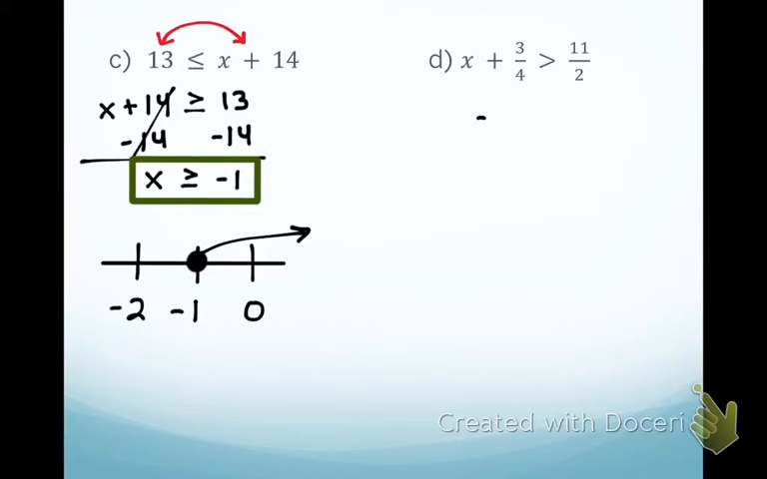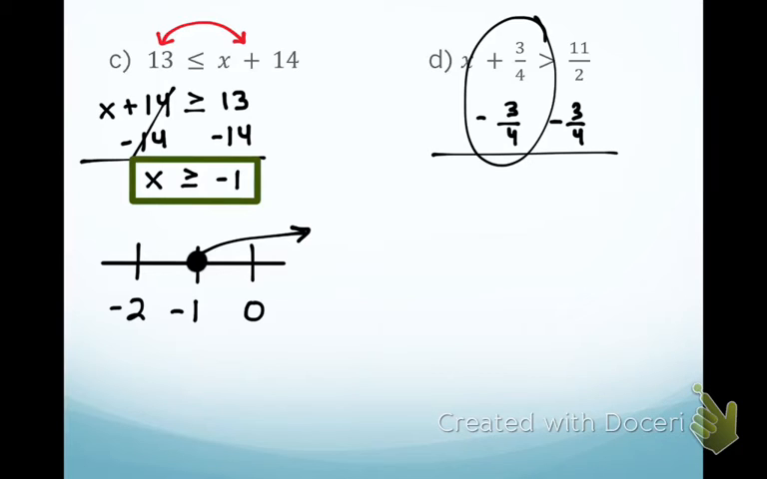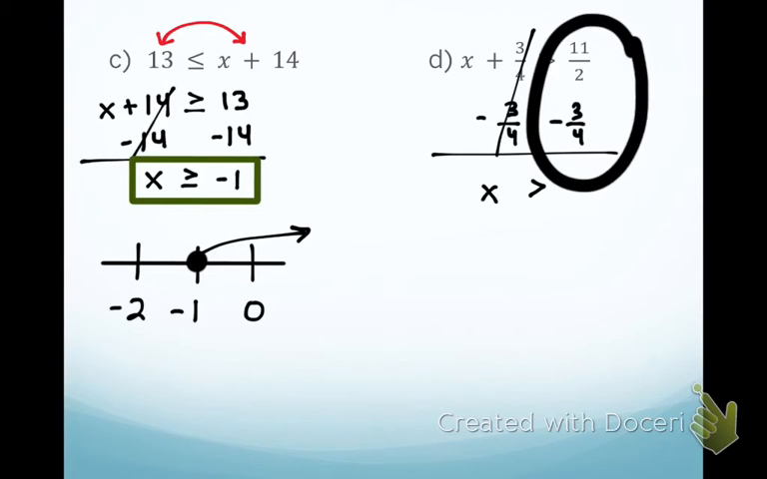-3/4, very good. We're going to do that on both sides. So now I have right here positive 3/4 and negative 3/4. Those are opposites, so they can cancel out. I'm left with x is greater than. Now, how would I do this over here? Who can help me with that? What do I need to find?